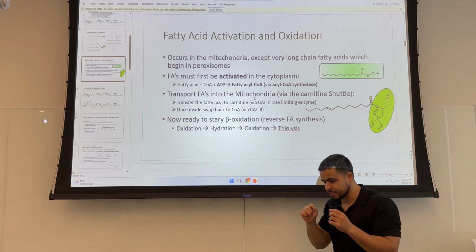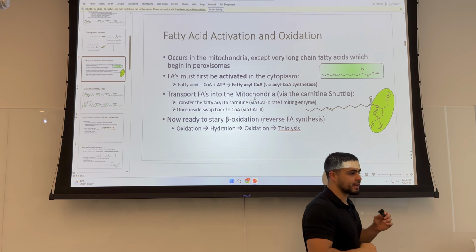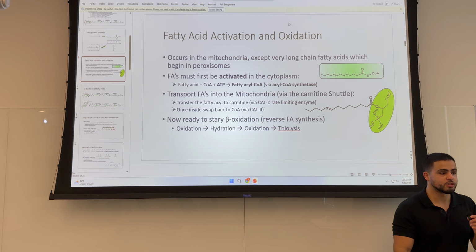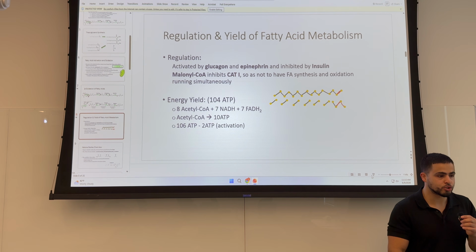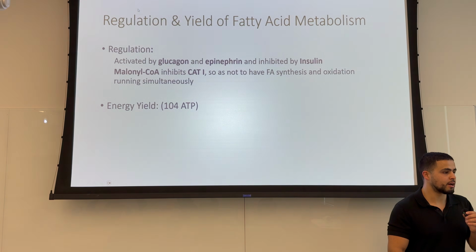It would be futile to be synthesizing fatty acids and simultaneously carrying out beta oxidation to break down those fatty acids. That would be a waste of energy and resources. So that's why malonyl-CoA will inhibit the carnitine acyltransferase enzyme. All right, let's get back to our other view over here.